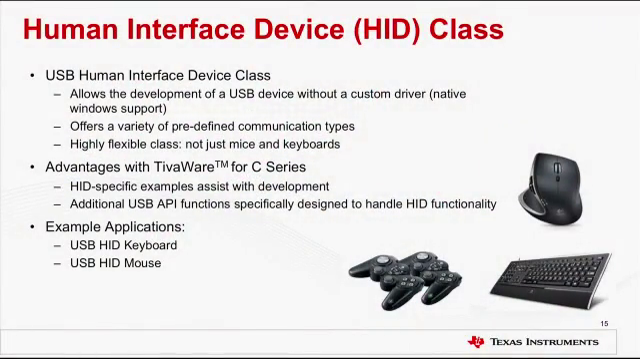USB Human Interface Device class is a part of USB specification for human interface devices such as keyboards, mice, game controllers, and alphanumeric displays. The USB HID class is defined in a number of documents provided by the USB Implementers Forum's Device Working Group. The primary document used to describe the USB HID class is the Device Class Definition for HID 1.11. This class allows the development of a USB device without a custom driver for native Windows support.